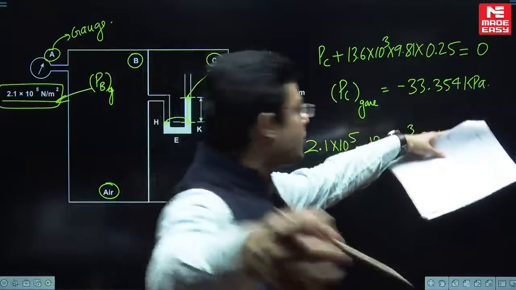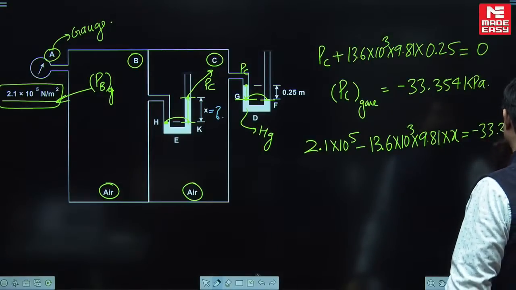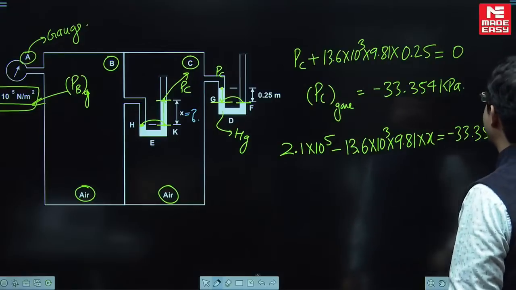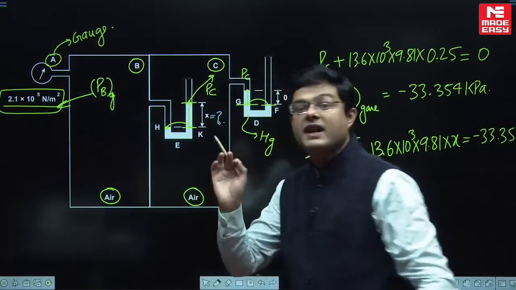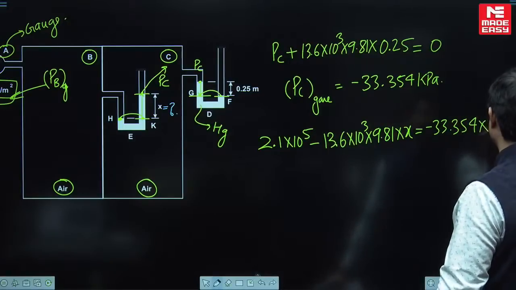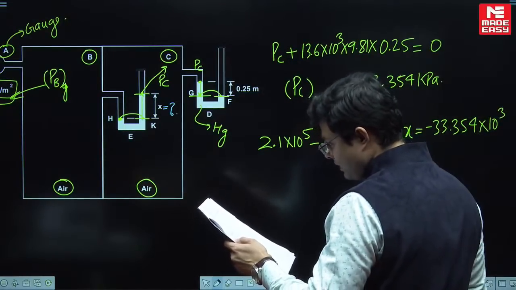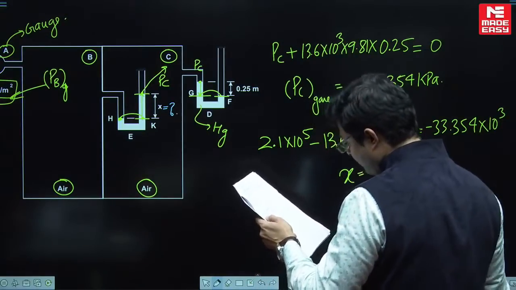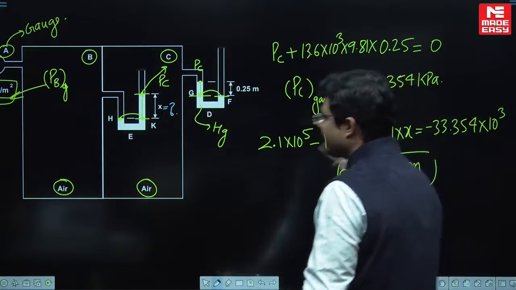And we are doing it in terms of gauge. Already the gauge pressure of this is known. So minus 33.354 kilopascal, but it is in kilopascal and this is in pascal. Units are very, very important in GATE examination. So convert it into pascal, multiply it with 10 to the power 3. So from here, my dear students, when you calculate this, you are going to get the value of x as 1.824 meter. Anyone with the answer?